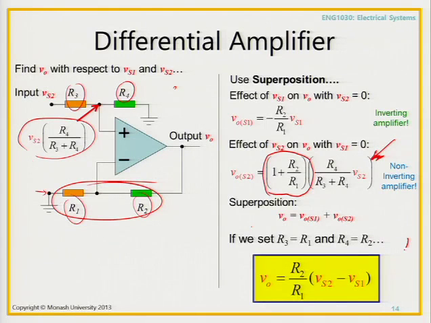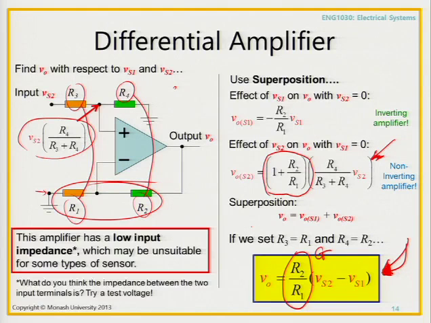Okay, so this is the basic differential amplifier output. It takes the difference between these two and scales it by a gain of R2 over R1. And that's if these two are equal and these two are equal. If they're not equal, then you just get a slightly messy equation where you put these two together. It doesn't look as nice, but it's essentially the same. Okay, so that's a differential amplifier.